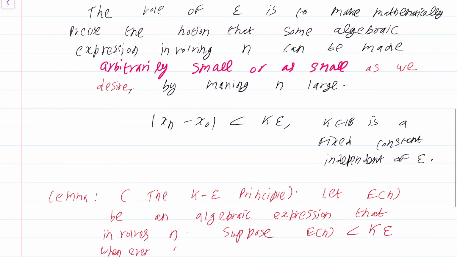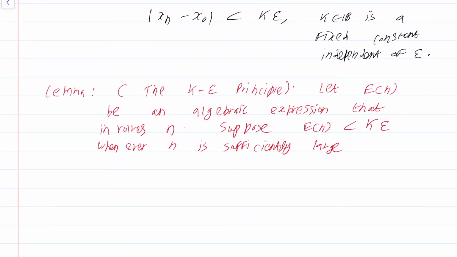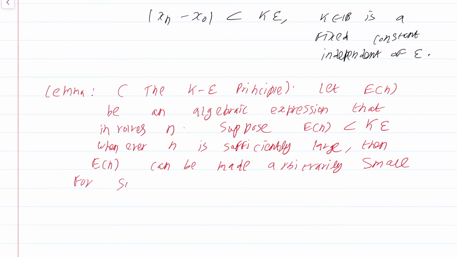n is sufficiently large. So this is an opportunity for you to see our new enhanced vocabulary in action. When n is sufficiently large, then E of n can be made arbitrarily small for sufficiently large n. What do I mean by E of n can be made arbitrarily small for sufficiently large n? That you will see in the proof, but you should have guessed what this means from the discussion that we had above. Proof.